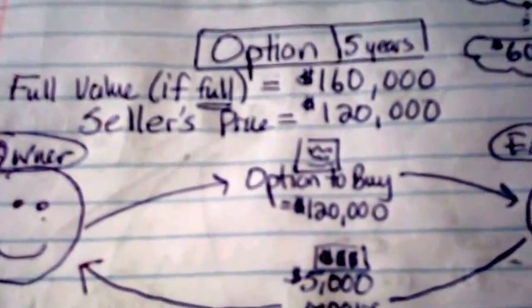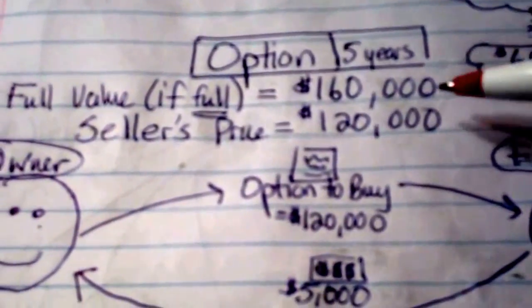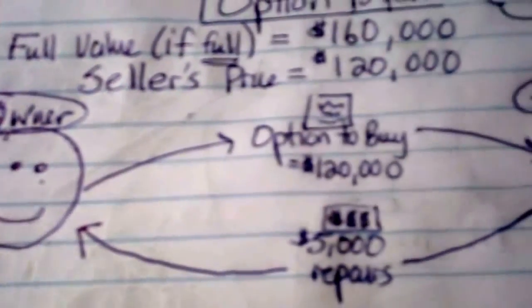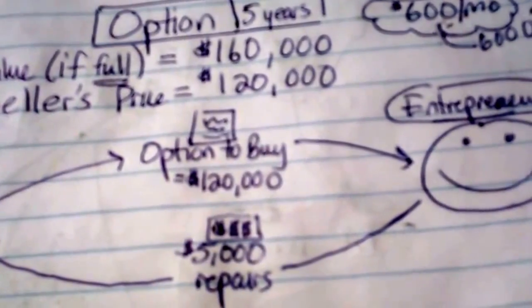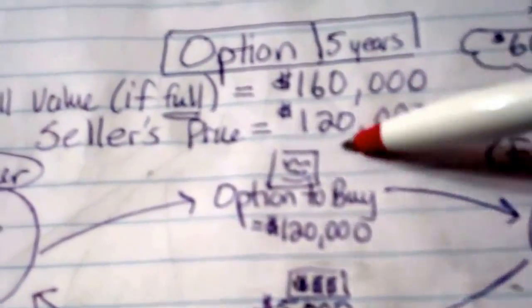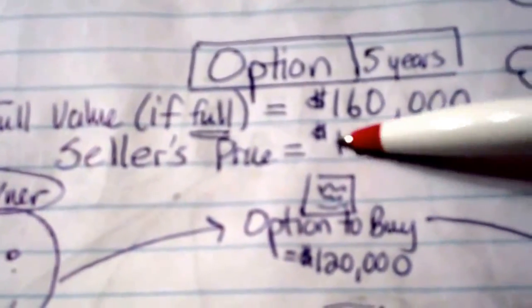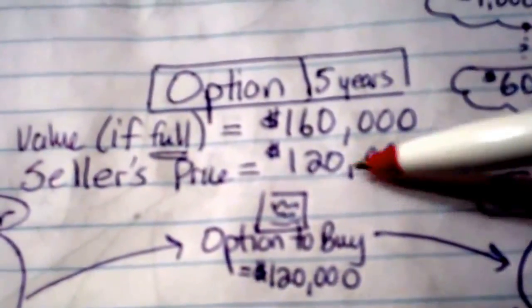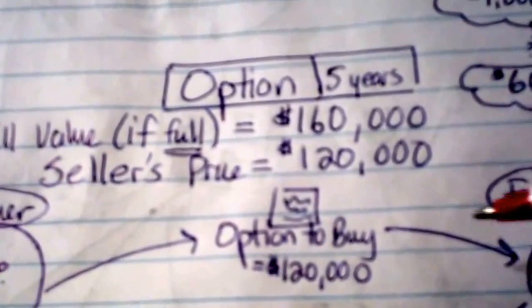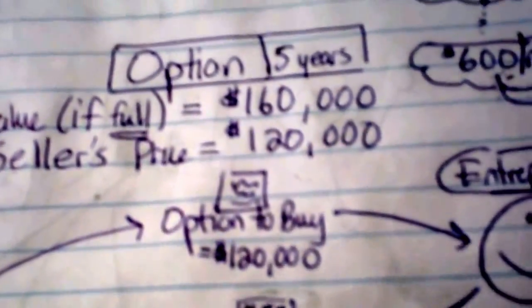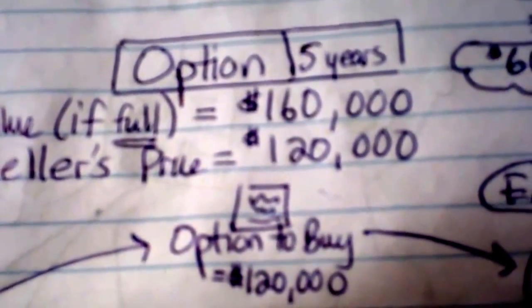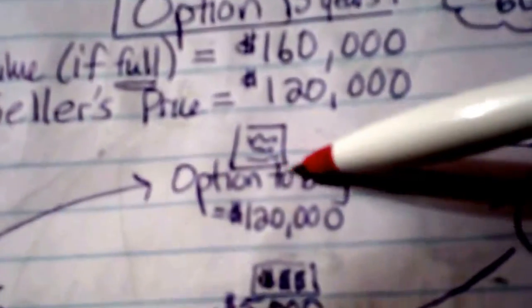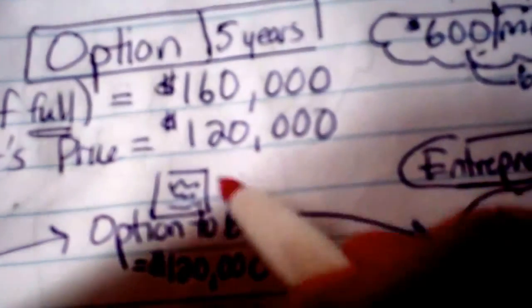But that's not the only thing the entrepreneur was able to do. So you also had this owner who agreed to give the entrepreneur an option to buy the property. Now let's say that the full value, if this thing was full, it would probably be worth $160,000, just hypothetically. And because the seller was pretty motivated and knew there was some work to be done, he was able to negotiate a price of $120,000.